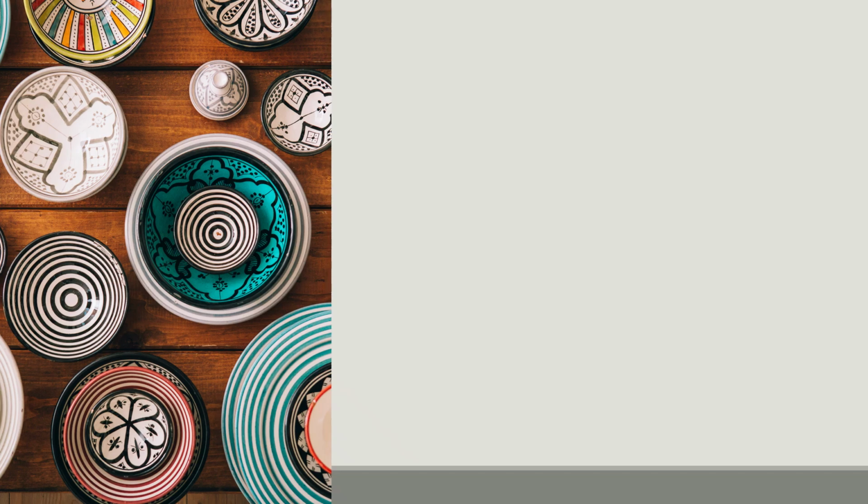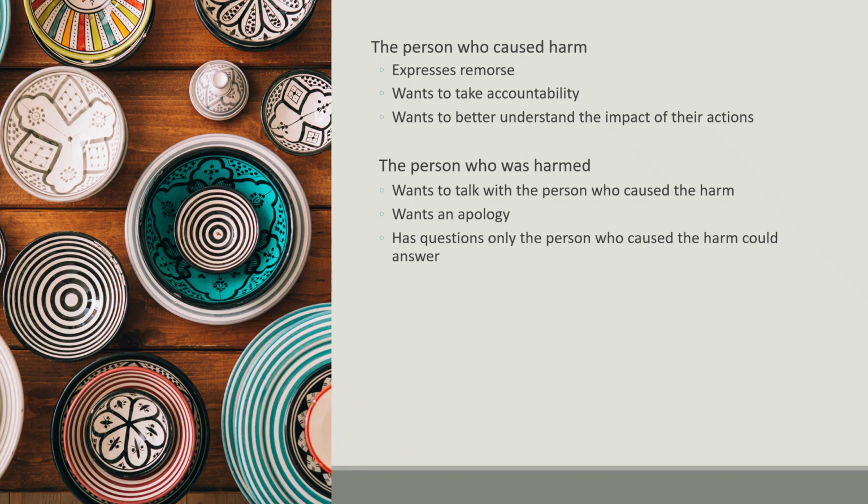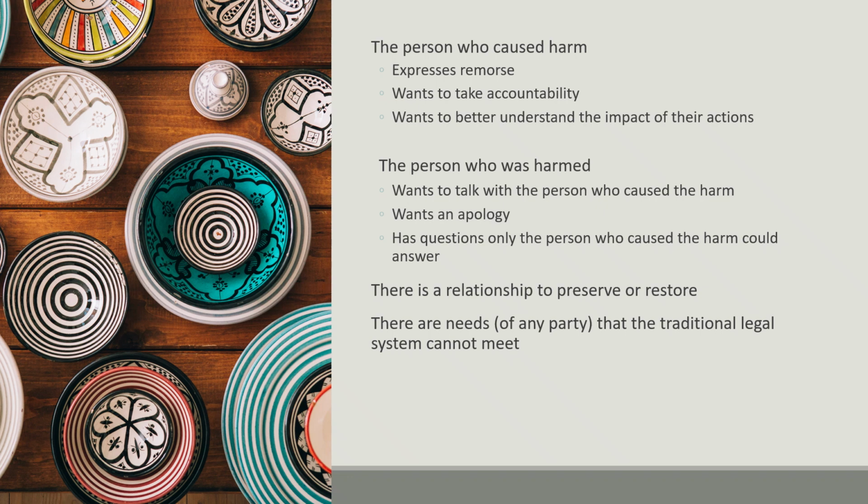Restorative justice might be particularly appropriate in these cases, where the person who caused harm expresses remorse, wants to take accountability, wants to better understand the impact of their own actions, where the person who was harmed wants to talk with the person who caused the harm, wants an apology, or has questions that only the person who caused the harm could answer, where there's a relationship to preserve or to restore, where there are needs of any party that the traditional legal system just can't meet, and where the harm affected people beyond the person officially identified as the victim.